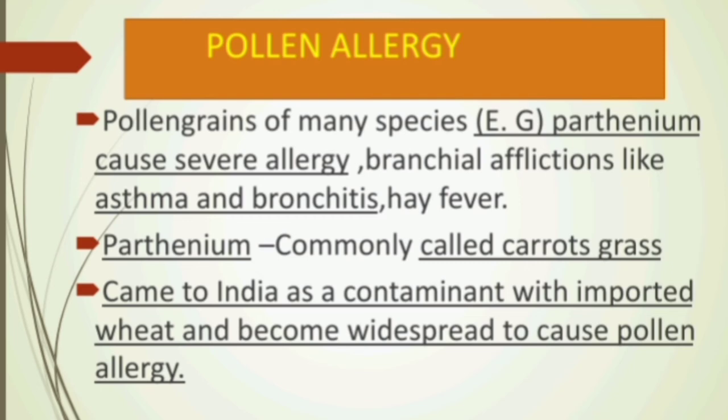Okay, so the pollen grains of that particular plant also cause allergic reactions in people, and the common name for this Parthenium in English is carrot grass. Actually, this Parthenium is not a native plant of India. That means it was imported from European countries when they imported wheat. As they imported wheat, they would have imported this Parthenium along with the wheat. Okay, so this is how Parthenium came to be cultivated in India.